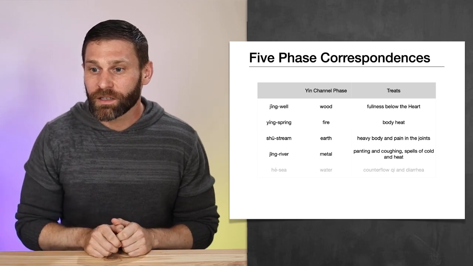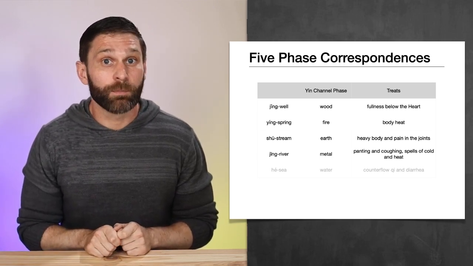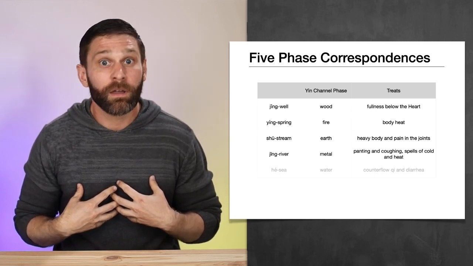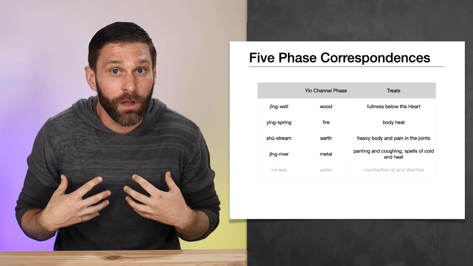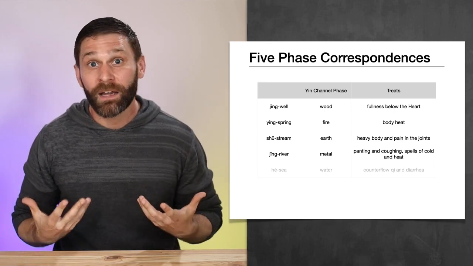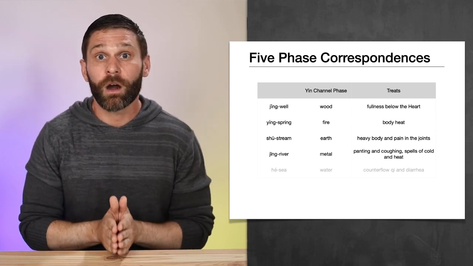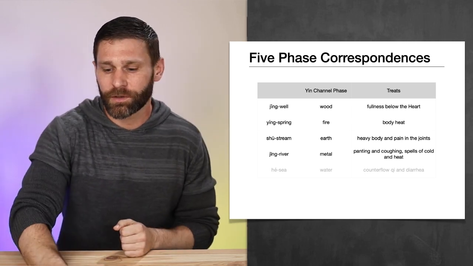Jing River points are associated with the metal phase. Metal means lung. And so for the lung, we have things like panting and coughing, fever and chills. Those are conditions of the lung. Diseases that manifest as a change in the voice, that's a condition of the lung. So Jing River points are metal and they treat lung disorders.